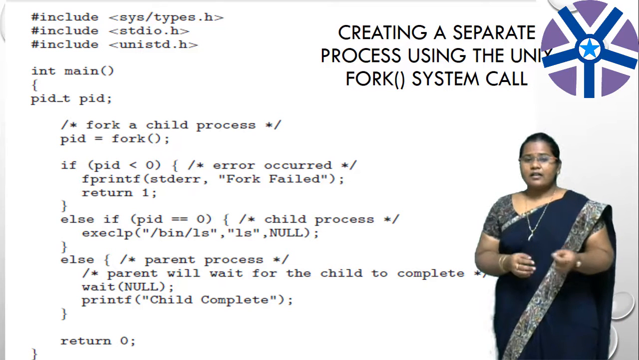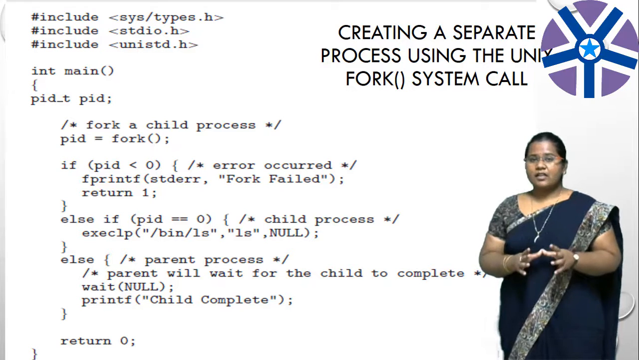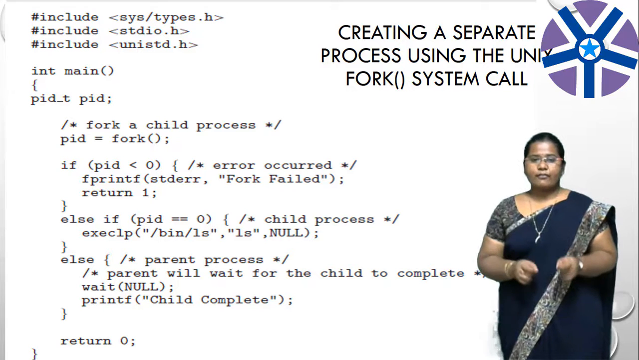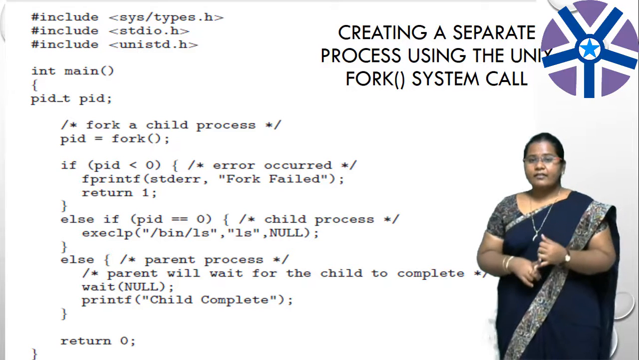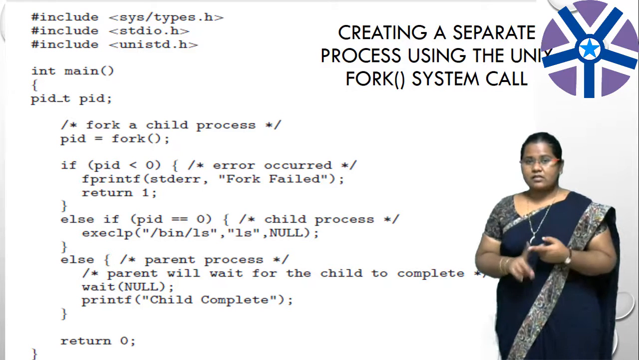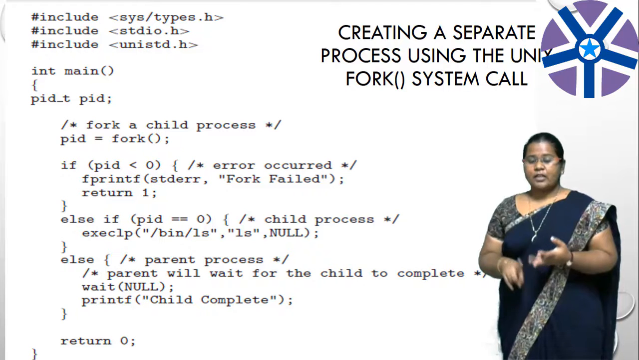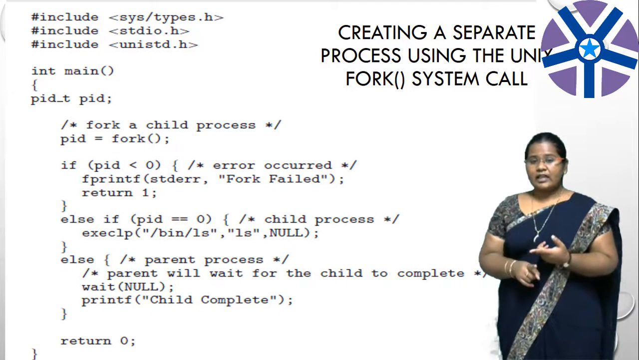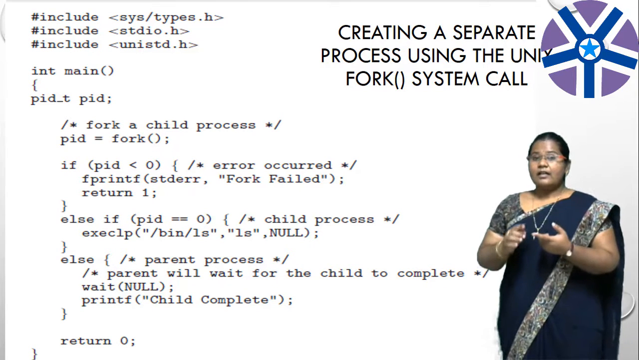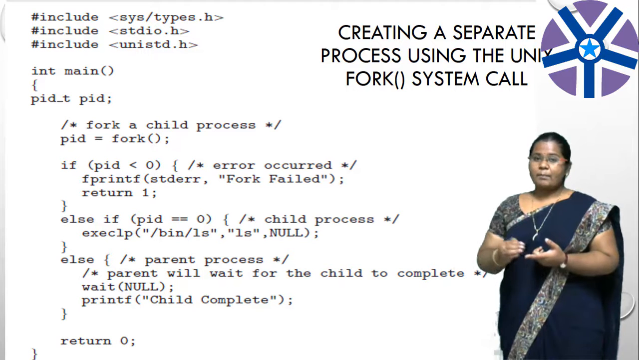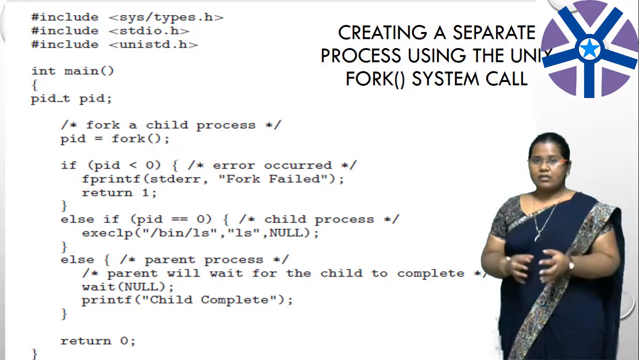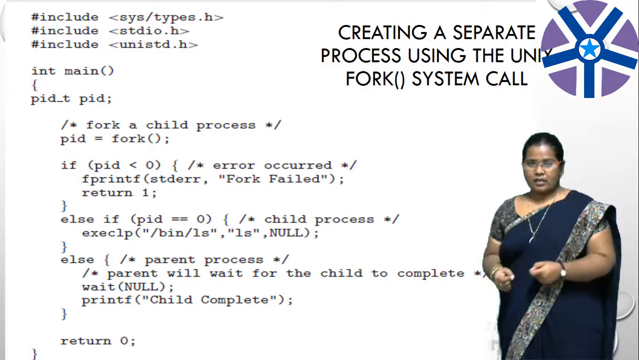If you observe here, the first thing we have to do is create the child process. To create the child process, we have called the fork system call. Whenever you call a fork system call, it will return three types of values: 0, positive and negative. If it is 0, it indicates the child process has been created, and after creating the child process, the parent is still continuing its execution. If 0, child is created but parent is being executed.